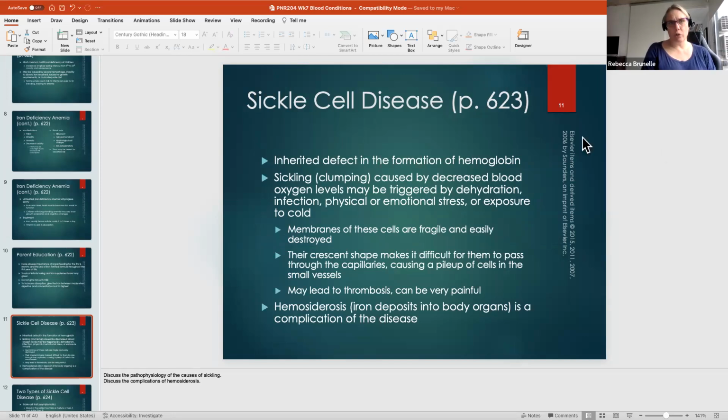Has anyone heard of sickle cell disease or known someone that had sickle cell disease? Yeah, I see some heads nodding. You guys have probably heard of it before. Can you guys tell me which ethnic group is more likely to have sickle cell disease? Is it prevalent in all? African Americans. Yeah, African American.